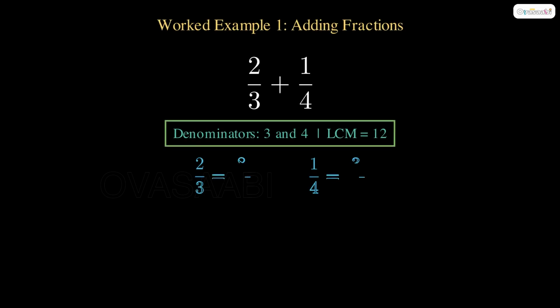Example 1. Add 2/3 plus 1/4. The denominators are different, so we find the lowest common multiple, which is 12. We rewrite both fractions with denominator 12.